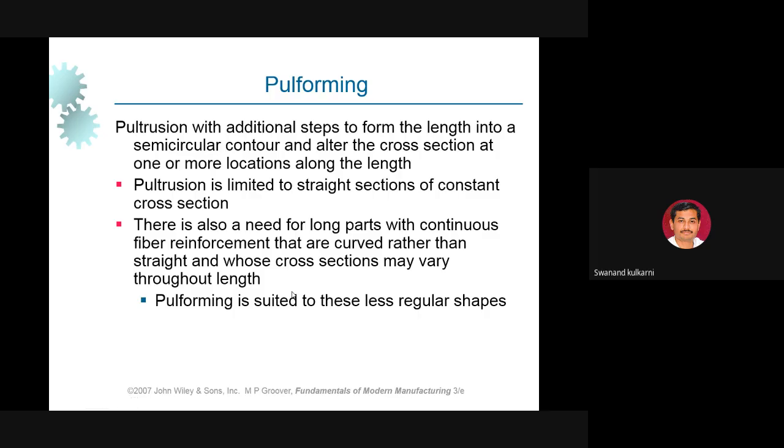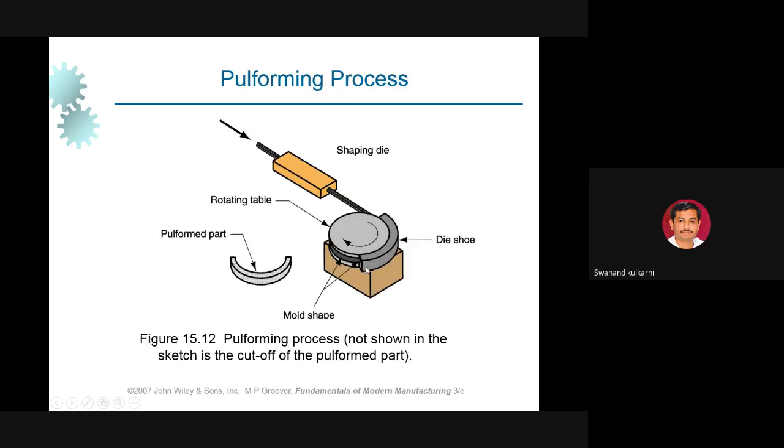Then pulp forming: pultrusion with additional steps to form a length into a semicircular contour and alter the cross section at one or more locations along the length. Pultrusion is limited to straight sections of constant cross section. There is also a need for long parts with continuous fiber reinforcement that are curved rather than straight, whose cross section varies throughout. Now here, let's see how the pulp forming process happens.